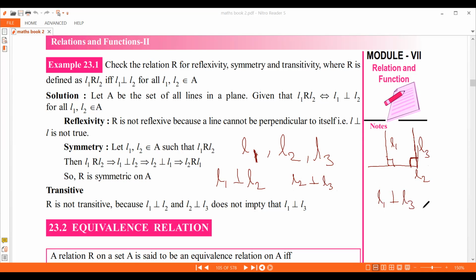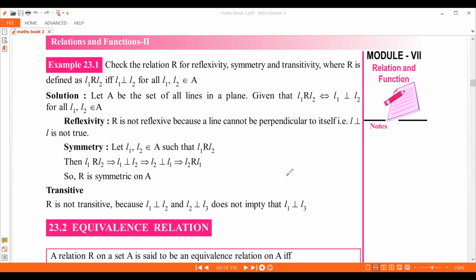No, because L1 becomes parallel to L3. L1 becomes parallel to L3, which means that the transitivity is broken. Understood? So that is what they want to check. Okay. Next. Clear? Can I clear this? Okay. Now, let us see the next part.